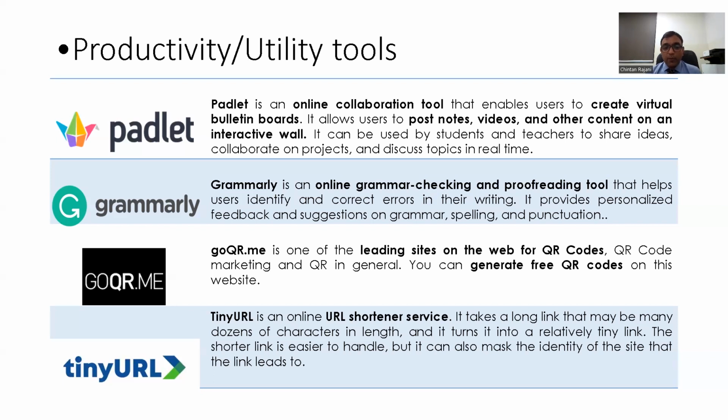TinyURL, many of you might have used it, is an online URL shortener service. It takes a long link that may be many dozens of characters in length and turns it into a relatively tiny link. So generally when we create any Google form and want to share it, even through WhatsApp or email, we often find that the length of the link is too long.